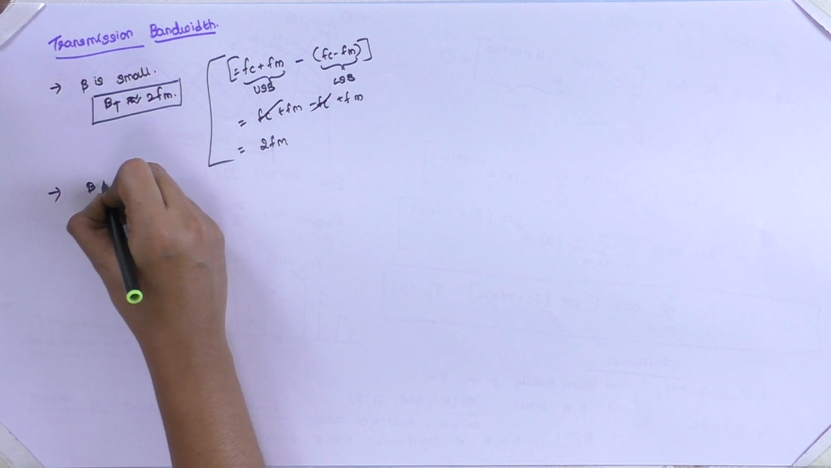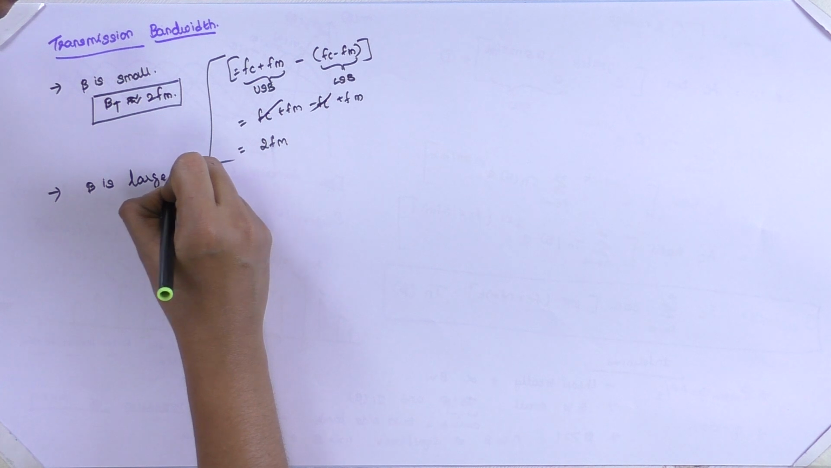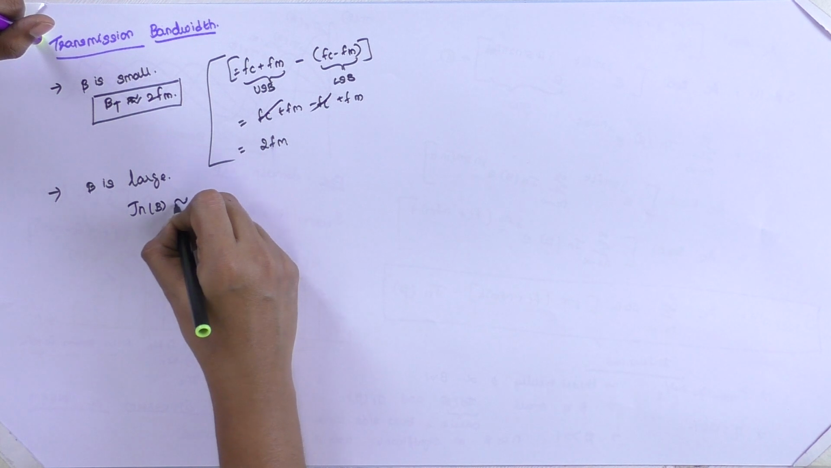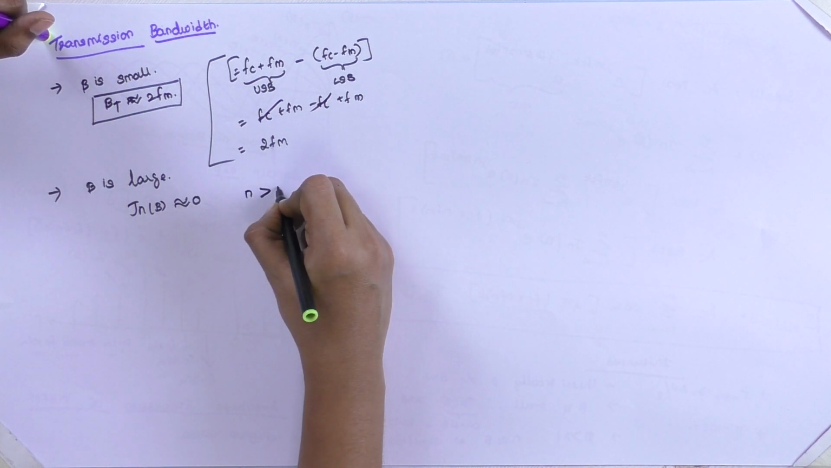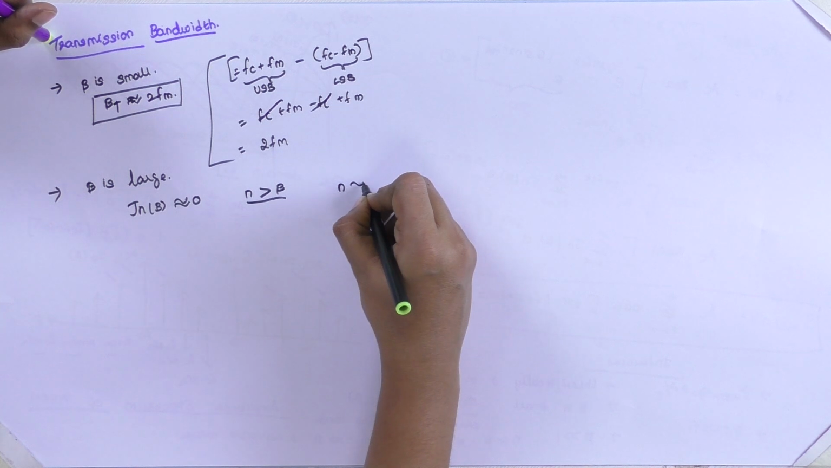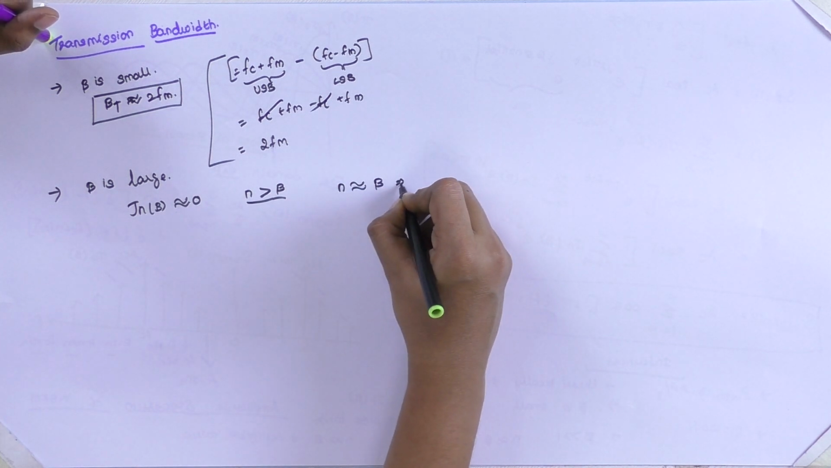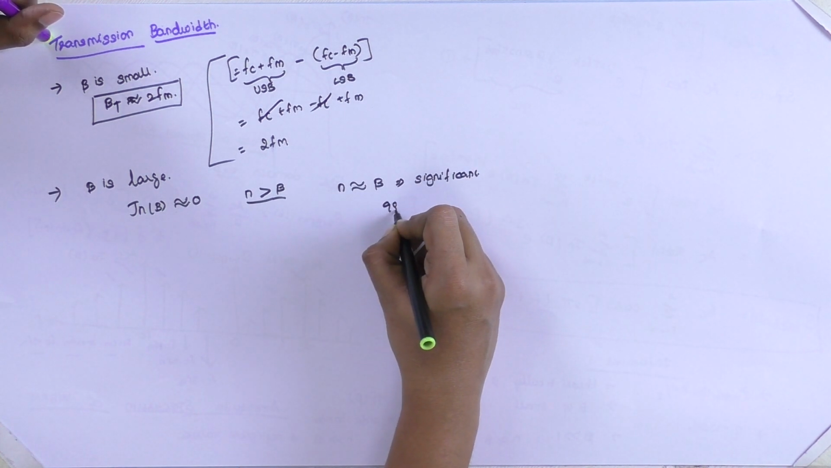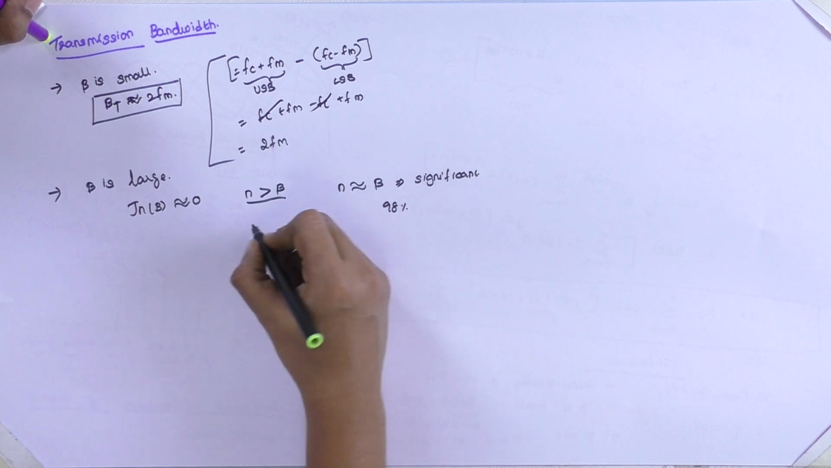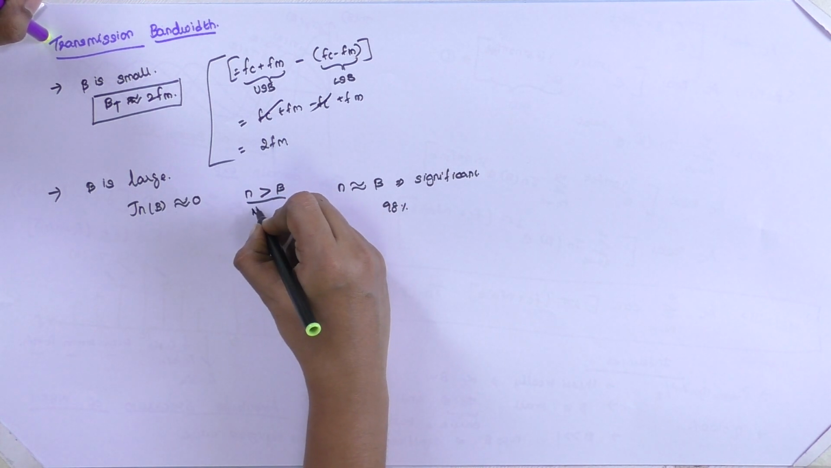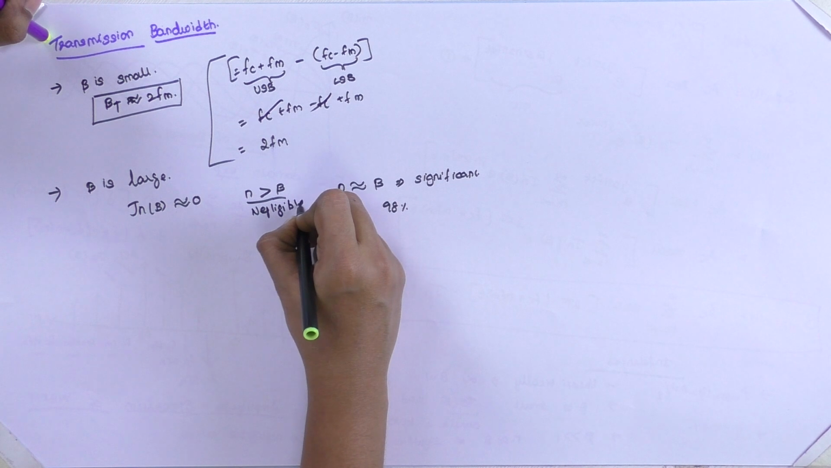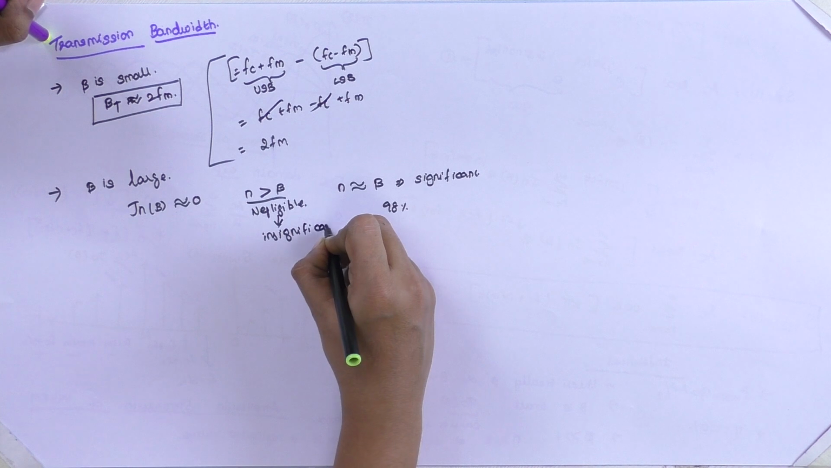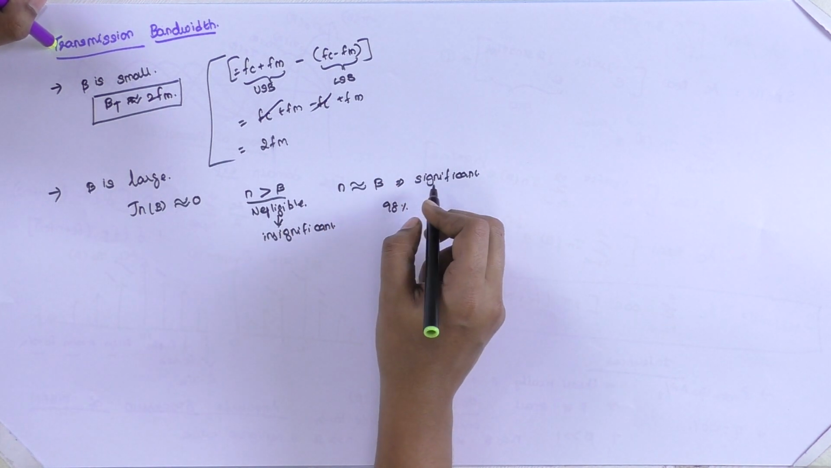In case we have a large beta, that is, a beta value very much greater than 1, what will be the case? Jn of beta is approximately equal to 0 when n is greater than beta. That is, it has a significant value only up to n equal to beta. After that, 98% of the total power lies only in this region. When n is greater than beta, it is negligible, therefore insignificant. Therefore, we can restrict our bandwidth till n is equal to beta.